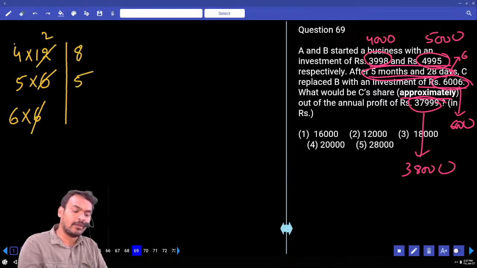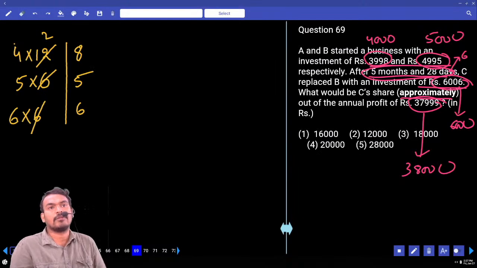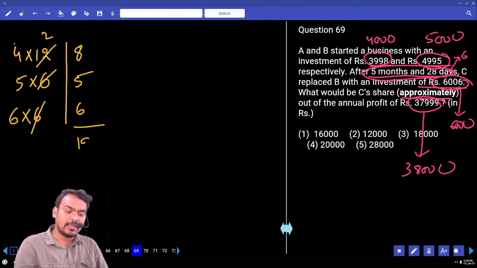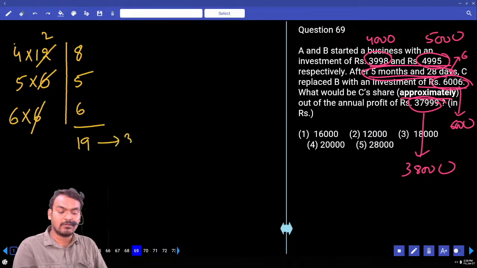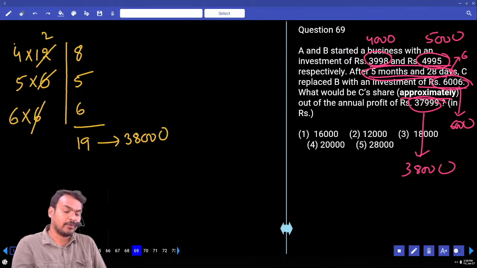8, 5, 6. What is the total profit? 8 plus 5 plus 6. Total how many parts? 19 parts or not? What is the 19 parts value? 38,000. Which one profit do we need? C profit. How many parts do we need? 6 parts. What is the answer? 12,000 or not?